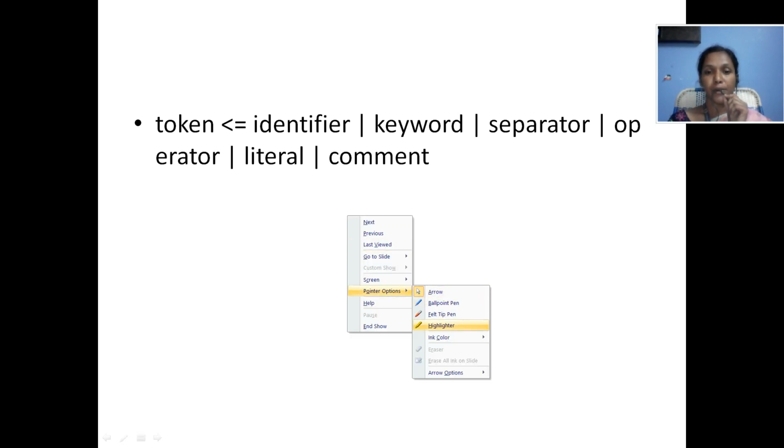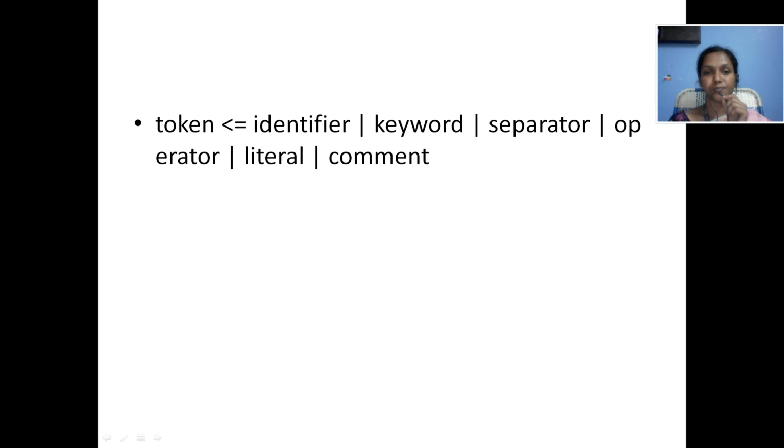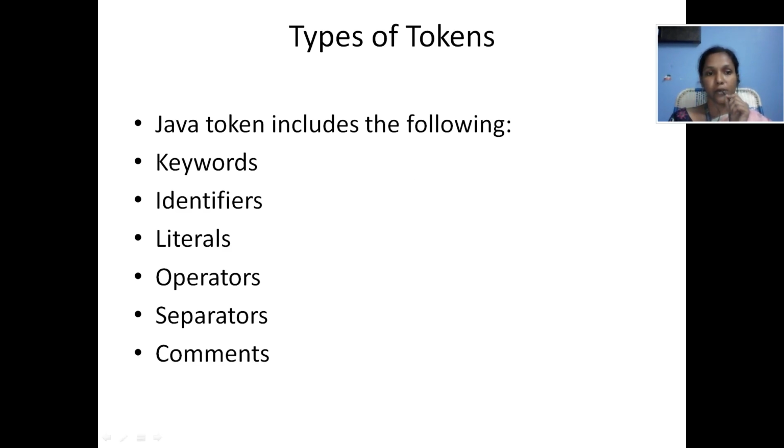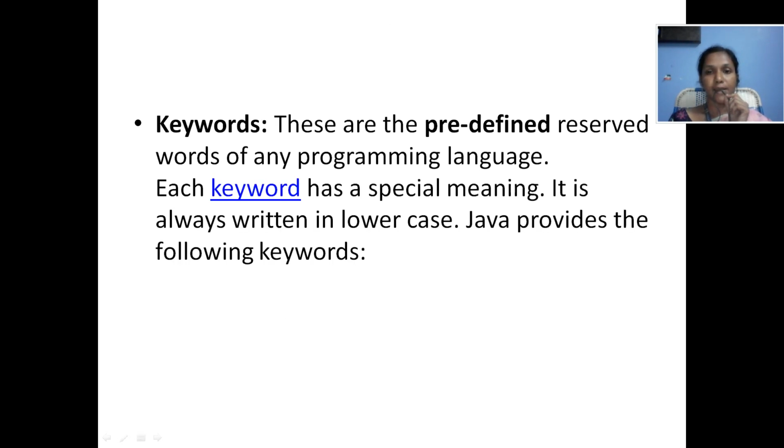So now the token is an individual unit, a small unit of a program. Now we can discuss how each works: the identifiers, keywords, separators, comments, and literals. So we know the various types: keywords, identifiers, literals, operators, separators, as well as comments. What is a keyword?